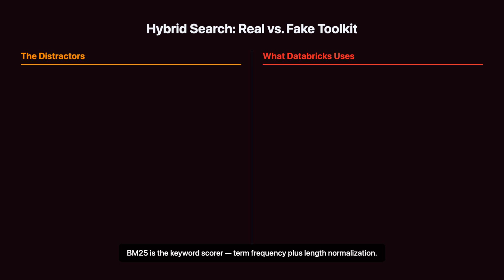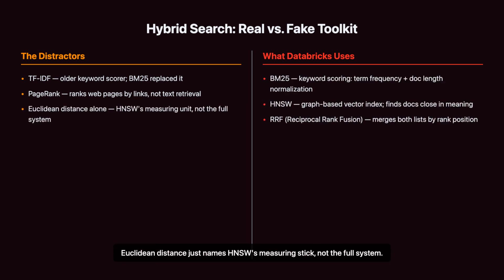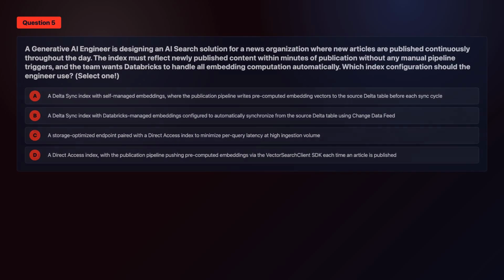BM25 is the keyword scorer, term frequency plus length normalization. HNSW, a graph-based vector index, finds documents close in meaning. RRF, reciprocal rank fusion, merges both ranked lists by position, not raw score. 3 distractors hide in the options. TF-IDF is an older scorer BM25 replaced. PageRank ranks web pages by links. Wrong domain. Euclidean distance just names HNSW's measuring stick, not the full system. D and E are the real pipeline. Those are your 2. Let us switch gears.